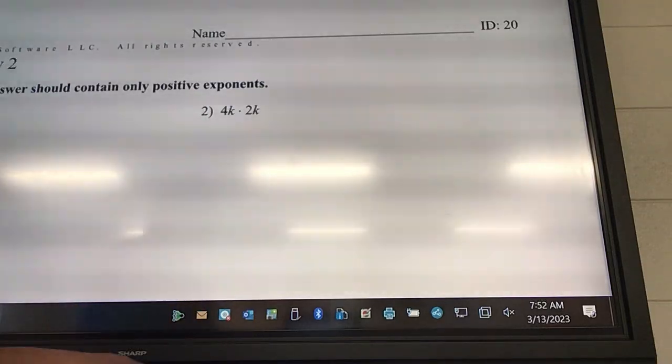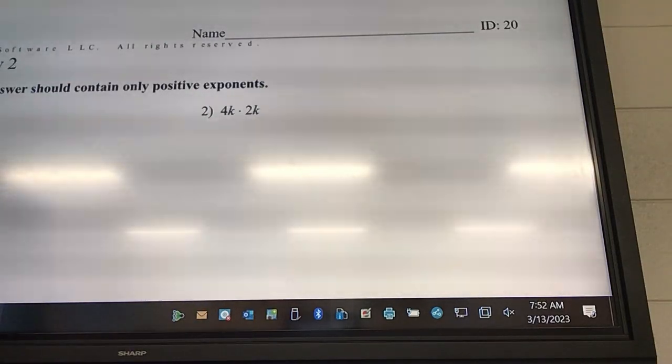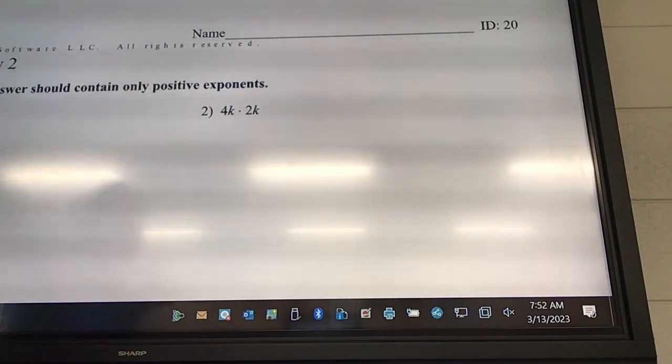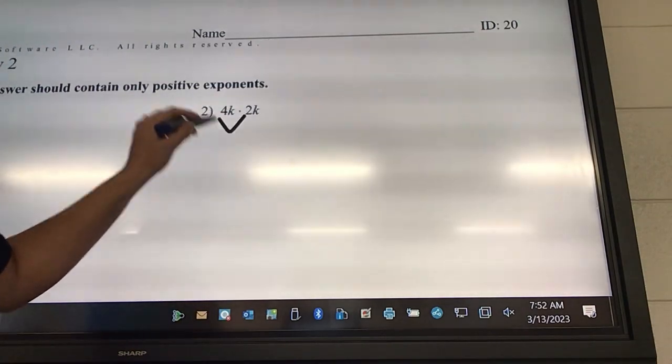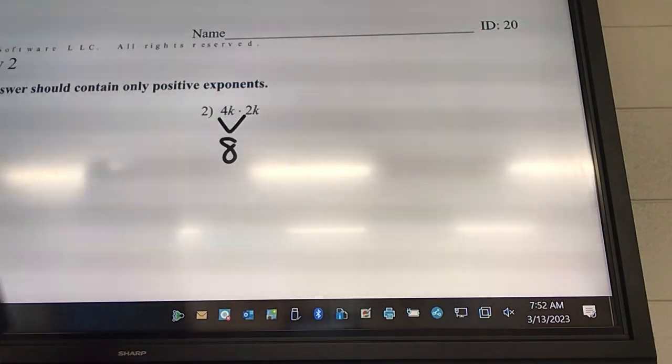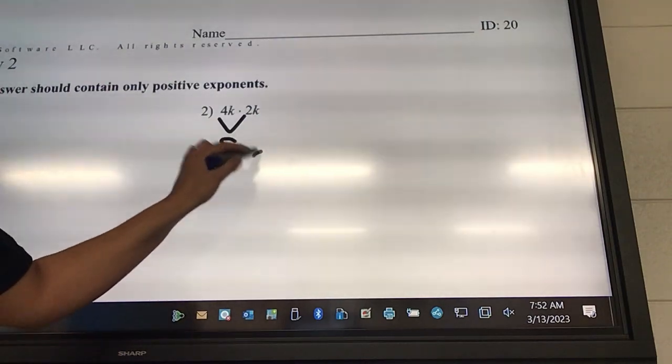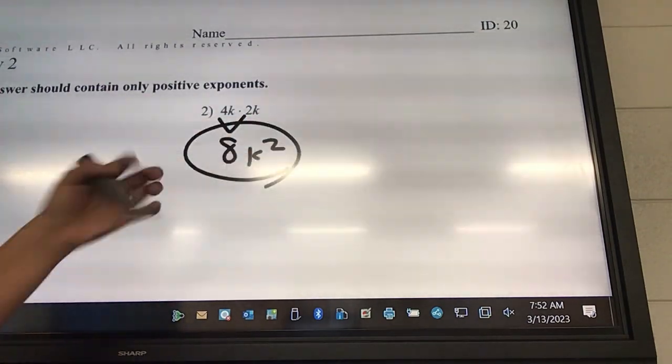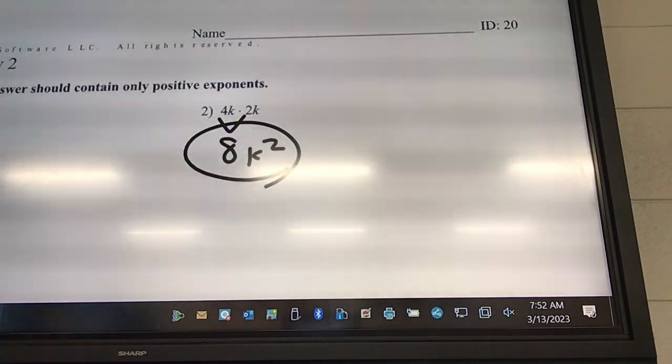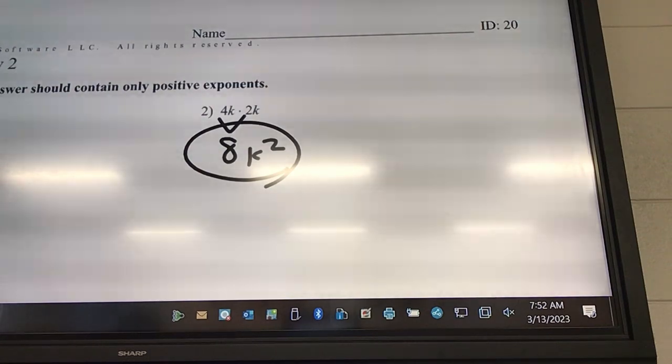This side. Okay, so at this first one, we're going to multiply our big ones and add up our little ones. So we got 4 times 2, 8. And then how many k's do we have? 2. Okay, there's no negatives, and then this is already simplified, so it's done.